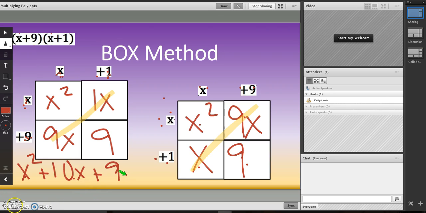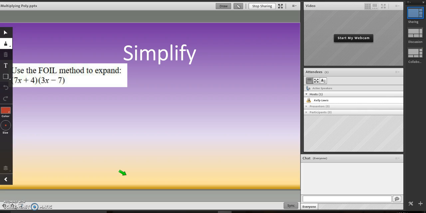So what we're going to do in this section is just combine. We can do FOIL. We're going to do 7x times 3x. 7 times 3 is 21, and x times x is x squared. Remember, x times x, or w times w, or q times q, that one is the squared. x plus x, or w plus w, or q plus q, is 2x. So make sure you know the difference.